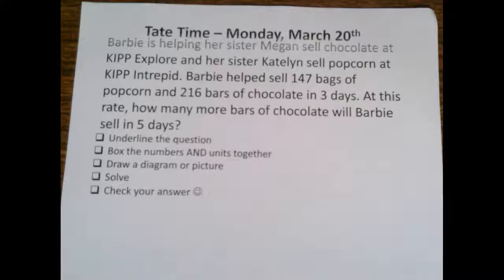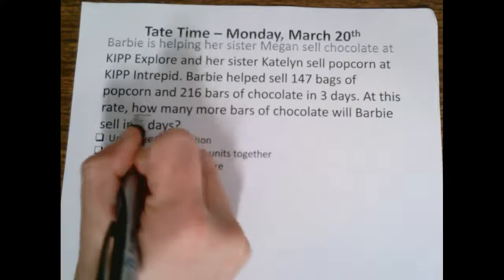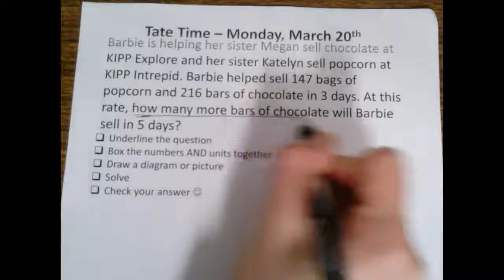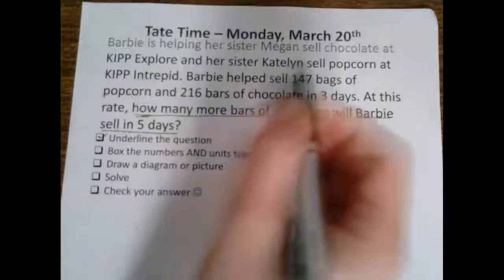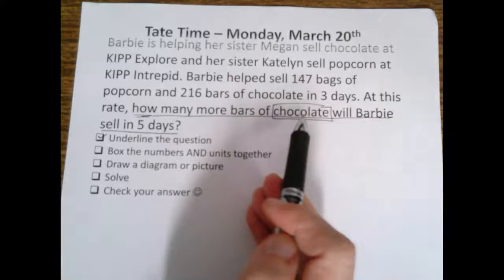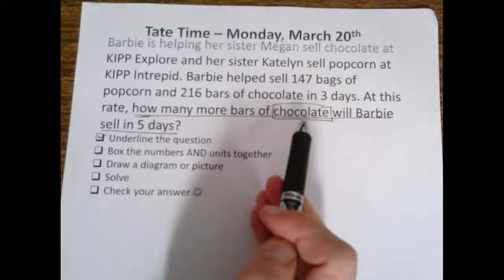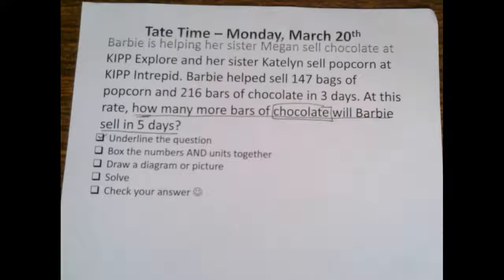So, first things first, we can remember our steps. We're going to underline the question. So the question starts with the question word, how? How many more bars of chocolate will Barbie sell in 5 days? So I know I'm comparing the chocolate to the other thing in the problem, and the other thing that we're quantifying is the popcorn. So we're trying to figure out how many more bars of chocolate she'll sell than popcorn in 5 days.